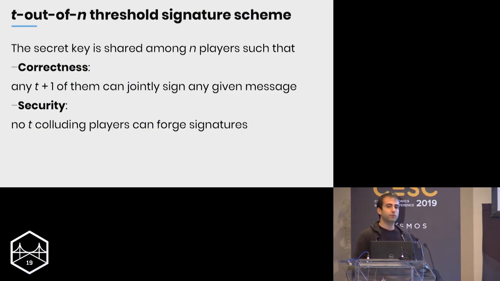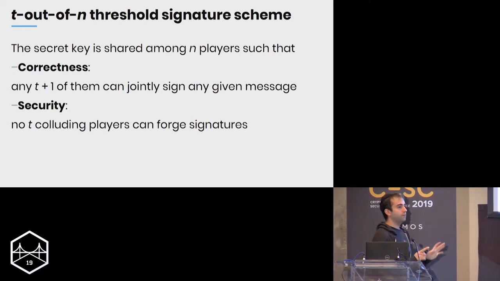Well, a T of N threshold signature scheme says there are N people, and we want this property that T of these, or T plus one of these parties, need to sign off in order to sign. But it's secure if T parties are compromised, everything's still secure.